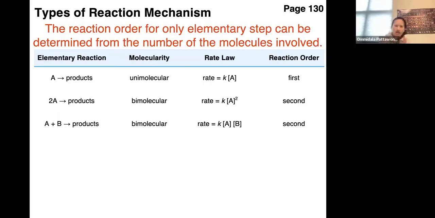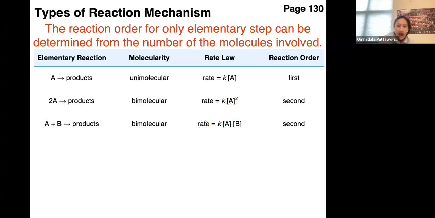You probably notice that the elementary step tells you how many molecules are going to collide, and that's how it affects the rate. So the elementary step tells you exactly what happened to the rate. Since the collision involves 2A, the rate is going to involve the concentration of A squared. In the second case, since the elementary step involves both molecule A and B, the rate is also going to involve the concentrations of A and B.